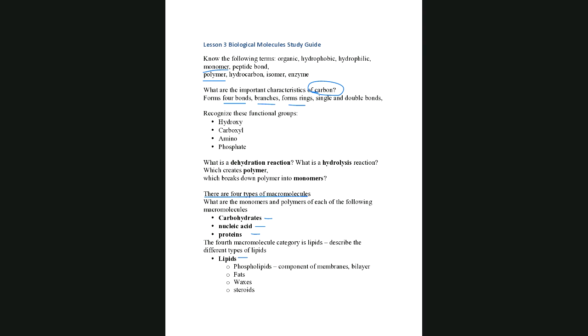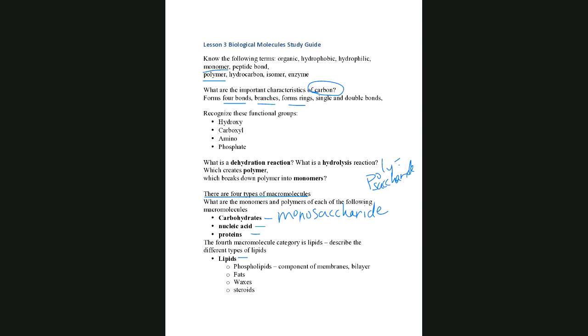So each one of these four is going to have a monomer, a building block, and when you put a bunch of those monomers together, you're going to get this large polymer or macromolecule. So I want to talk about the monomers and polymers of each one. Okay, the monomer of a carbohydrate is a monosaccharide, which is a fancy word for a single sugar molecule. The polymer for a carbohydrate is called a polysaccharide. So that just means many of these individual sugars bonded together.